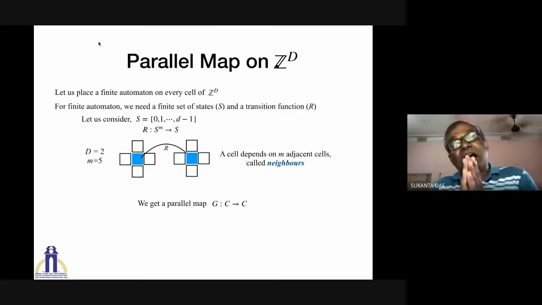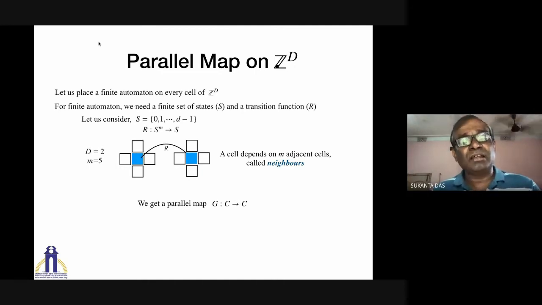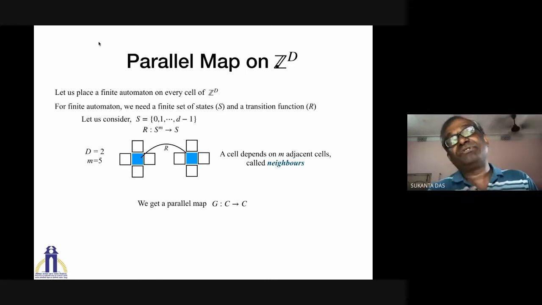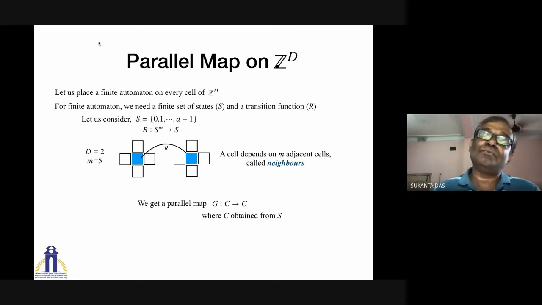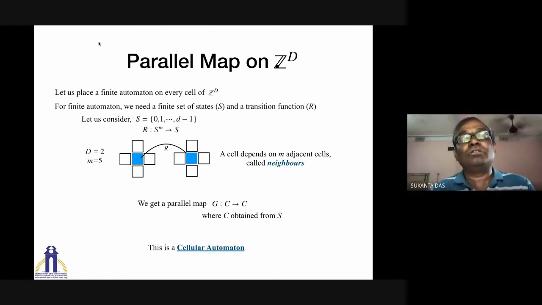Now, if I apply R in this way, we get a parallel map. In the first class, we discussed the parallel map. So similar thing: I am applying R in parallel. When one cell changes its state, all the cells change their state accordingly. So this is the parallel application of R over all the cells. We can get a parallel map from C to C, where, as we have discussed before, C is obtained from S. This is actually a cellular automaton. So this is a parallel map.